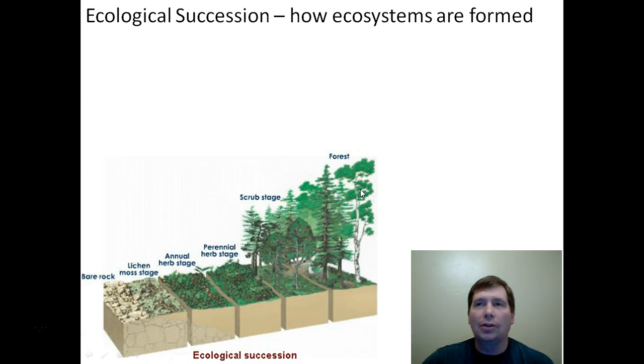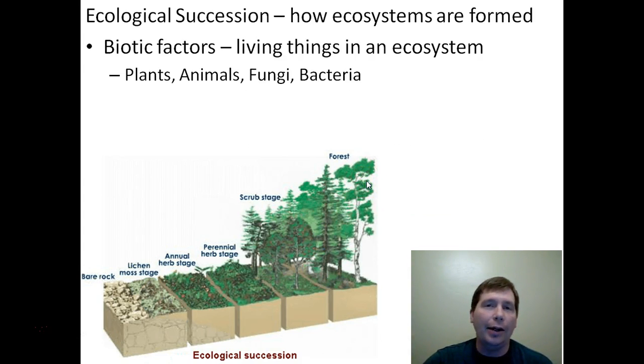Now, an ecosystem is going to be made up of two main things. It's going to be made up of biotic factors, and biotic factors are the living things in an ecosystem. The word bio means life, so biotic factors are living factors in an ecosystem. This is going to be like plants, animals, fungi, and bacteria. And so the process of ecological succession describes how all the biotic factors come to live in an area.